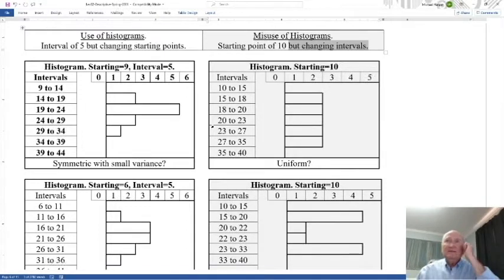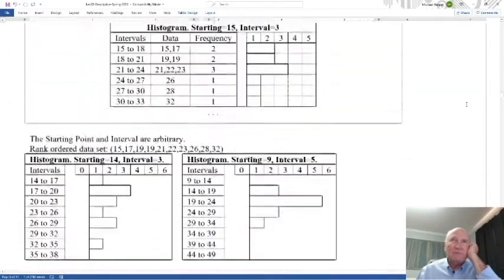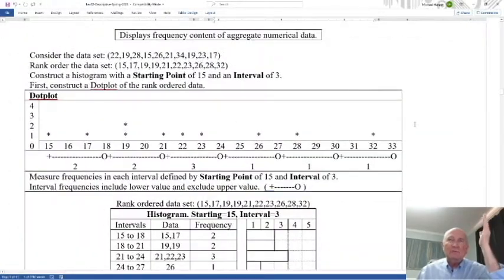In this case, notice this goes 10 to 15, 15 to 18. This is 5, this is 3. I change the intervals, and so why? Because I get a nice uniform distribution. Is this really uniform? The histogram is. Are the data uniform? No, I don't think so at all. You can look at the dot plot up here, and that's not uniform. They're spread out.